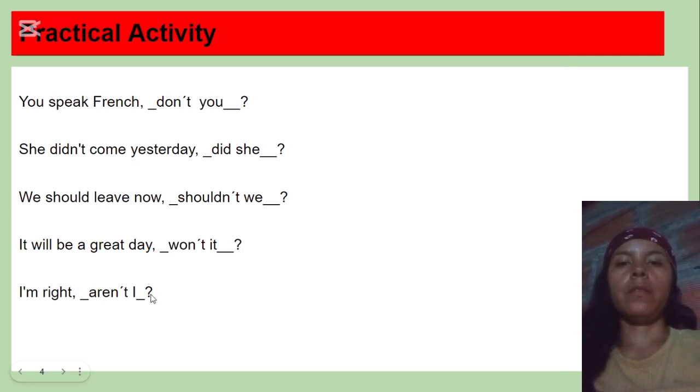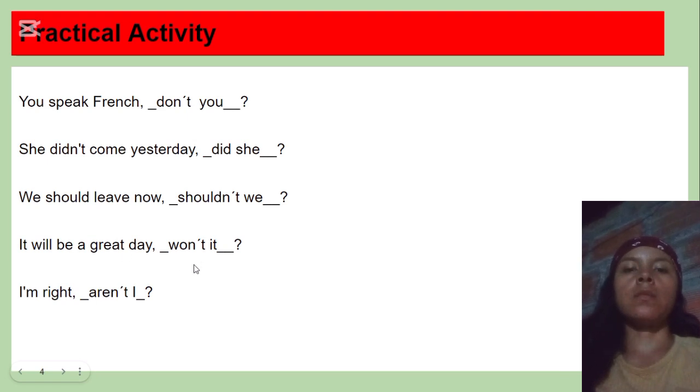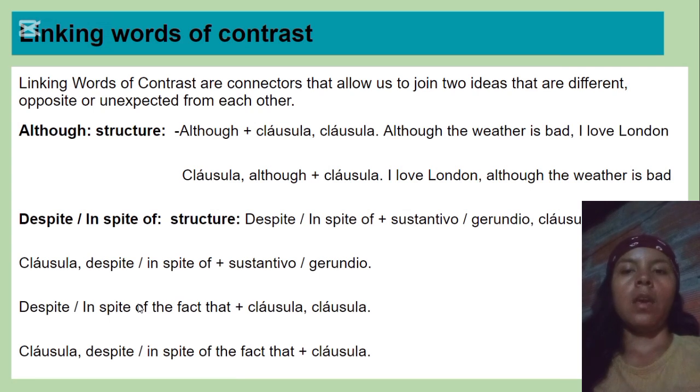Linking words of contrast are connectors that allow us to join ideas that are different, opposite, or unexpected from each other. According to Perfect English Grammar, some of the more common ones are although, despite, in spite of, and however. Each has specific use rules depending on whether they connect clauses, nouns, gerunds, or link ideas between separate sentences. Although is used to introduce a clause, subject plus verb.